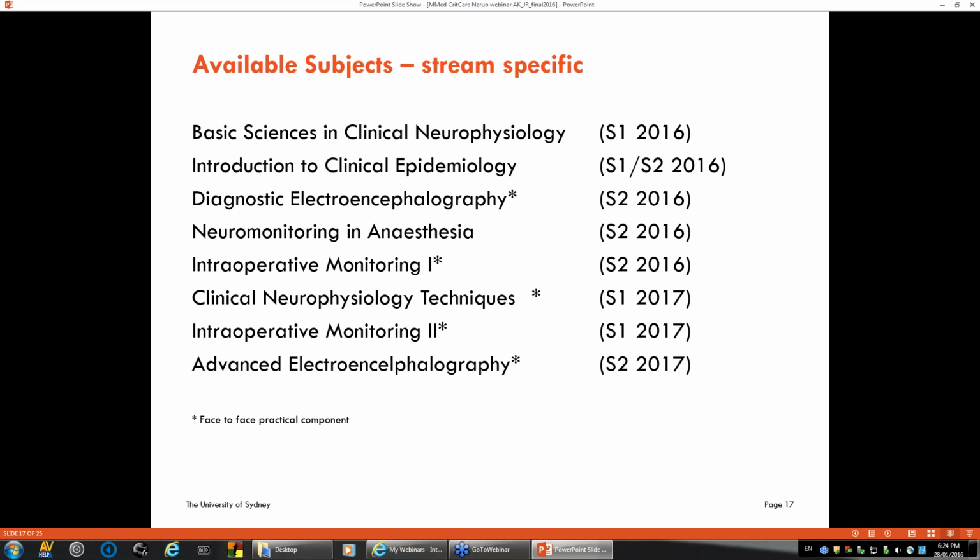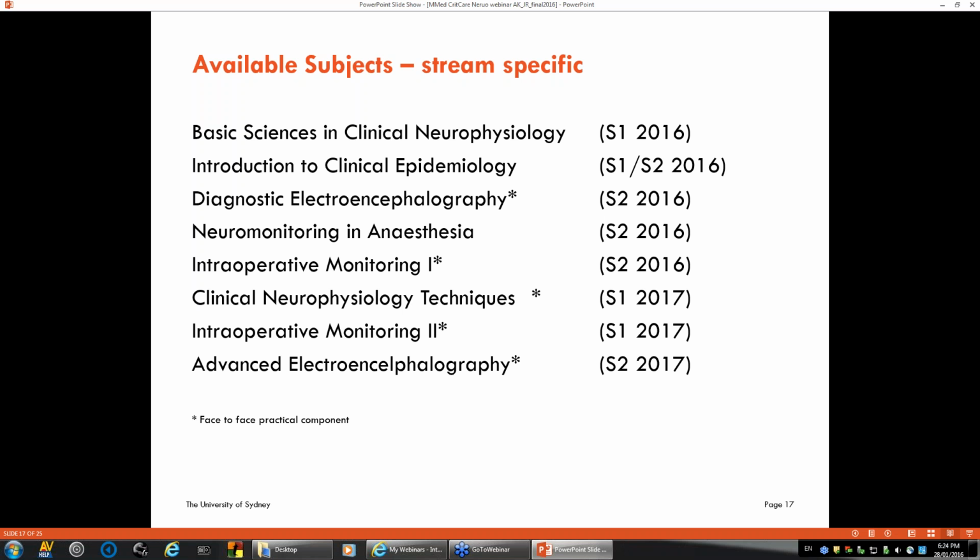Advanced electroencephalography is for people who have a good understanding of all the content in the diagnostic electroencephalography subject, and involves a more in-depth look at complicated EEG monitoring cases, intraoperative monitoring, pediatric monitoring, stereotactic EEG monitoring, all sorts of complex EEG techniques that would not necessarily be seen in every outpatient laboratory.